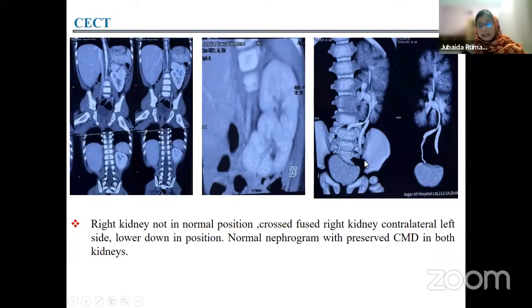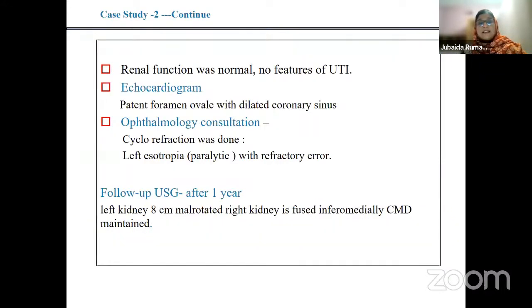So we diagnosed the patient as cross-fused renal ectopy, and we counseled the parents, and the child is kept in follow-up. Initially, there is no renal functional anomaly, and we didn't find any features of UTI. To find out other anomalies, we did an echocardiogram, which showed a patent foramen ovale. Ophthalmological consultation was taken, and they said the child has left esotropia with refractive error. The child is still in my follow-up, and after 1 year we did another ultrasonogram. The left kidney is doing well, and still the CMD is maintained.